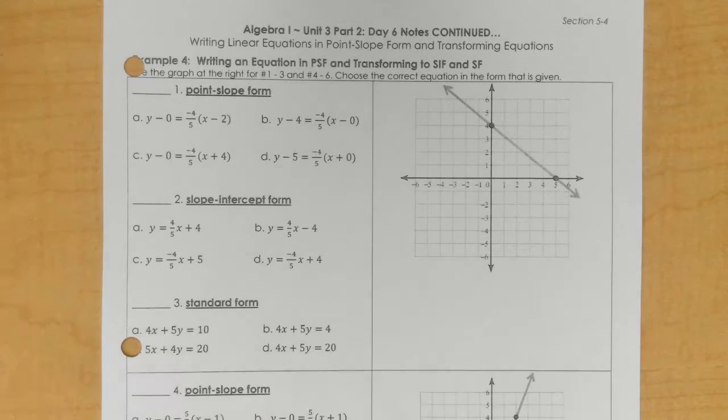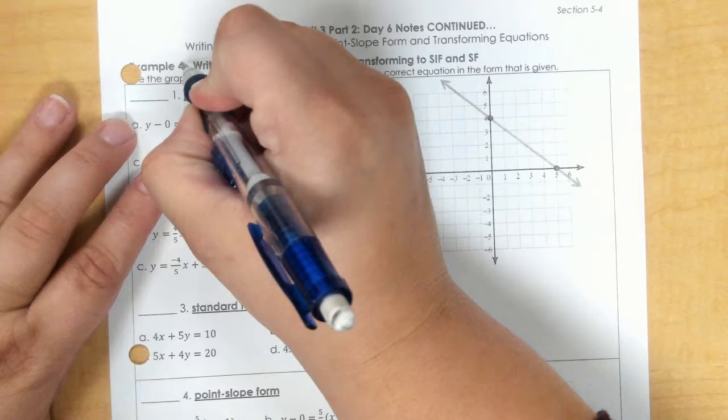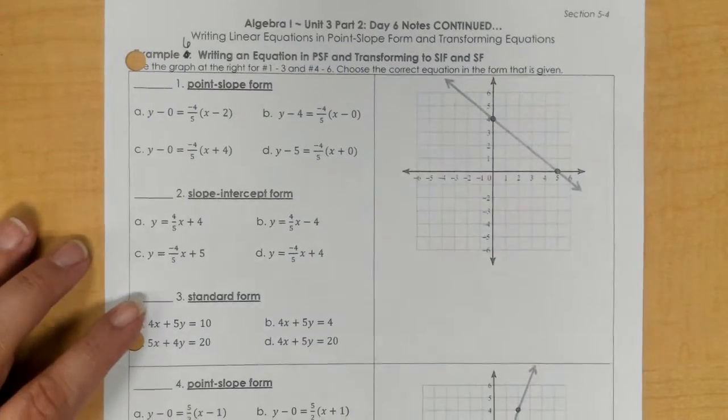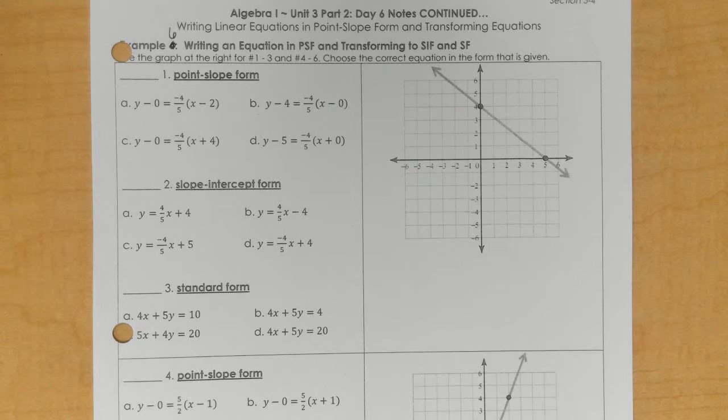For day 6 continued, there is a small typo. This should say example 6. Alright, so for this particular day of notes, we're kind of putting everything together: all the different forms, how do you write them from the line on the graph.